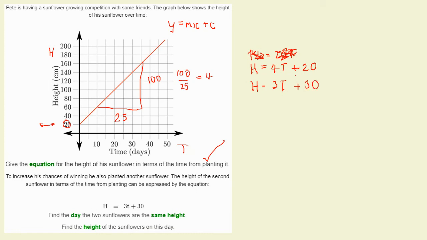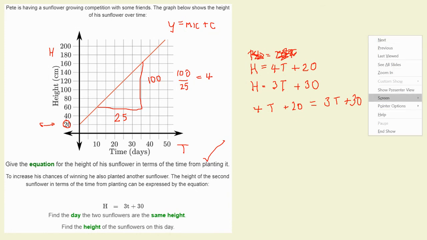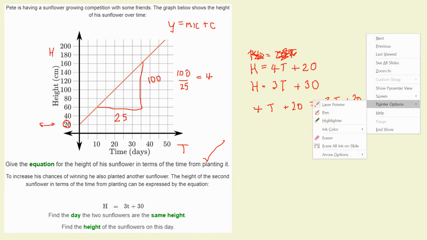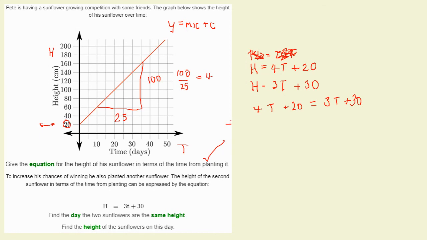And just as we saw with the other ones, the h would be the same where they have the same height. So it means that these two expressions must equal each other. 4t plus 20 must be the same as 3t plus 30. What are we going to deal with here? We've got a number of t's on both sides. We've got 3t here. We've got 4t here. Let's get rid of the 3t because it's smaller. So let's take away the 3t. The 4t, take away a 3t, will just leave me one lot of t.